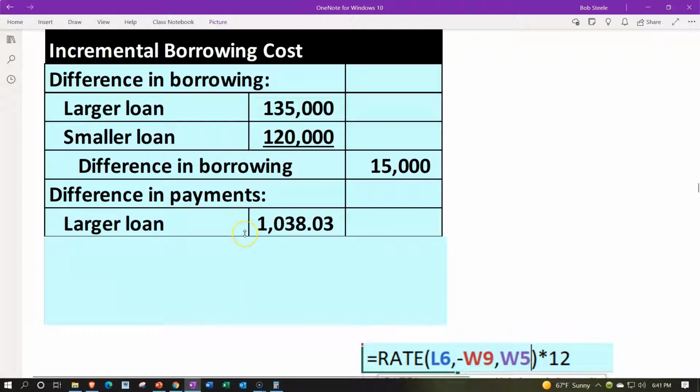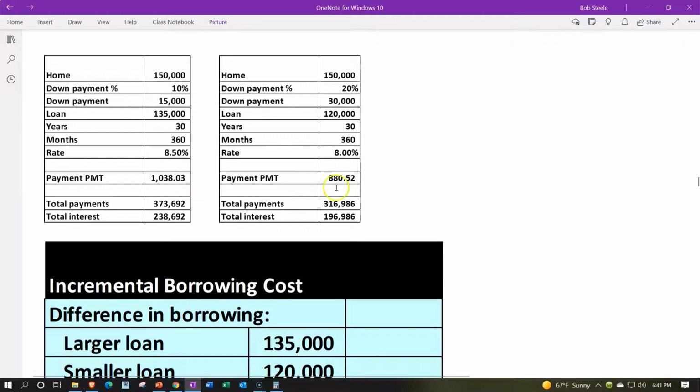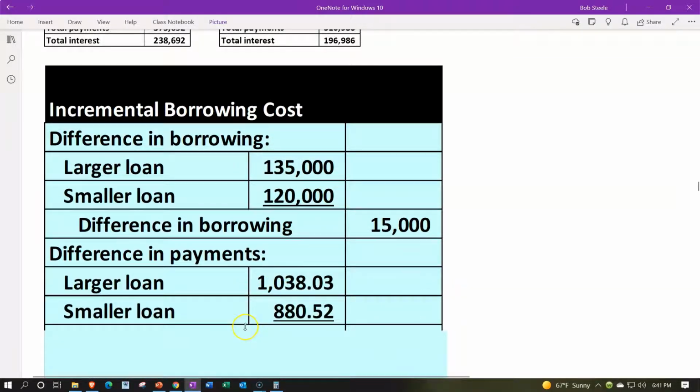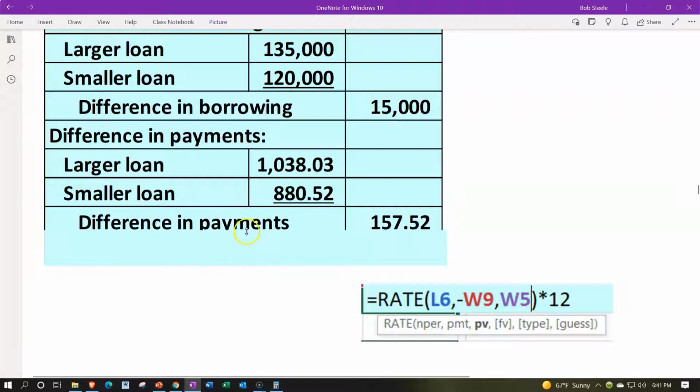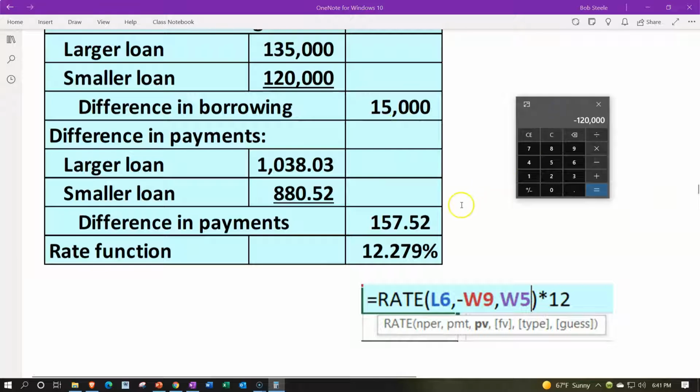So we have the difference in the payments. The larger payment was $1,038, as we could see here, versus $880.52. Subtracting those two gives us a difference in the payments of $157.52. So in essence, we've got a $15,000 down payment and the difference in the payments being $157.52. So we're saving about $157 or $158 on each of the payments when we put the $15,000 down up front.